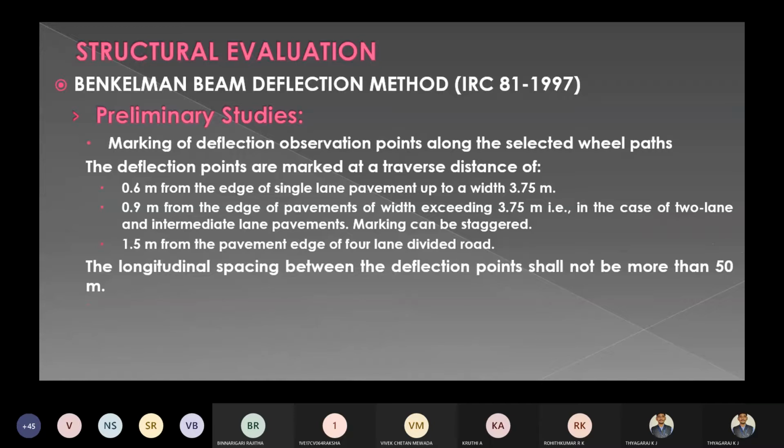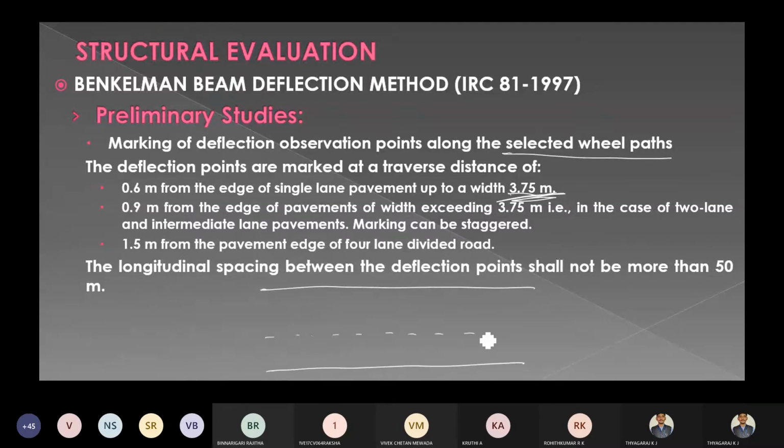The next one is marking. How are we going to do the marking for observation? We know that the single lane road has a width of 3.75 meter. So, marking of deflection observation points along the selected wheel path. If it is a road, I'll consider the marking.